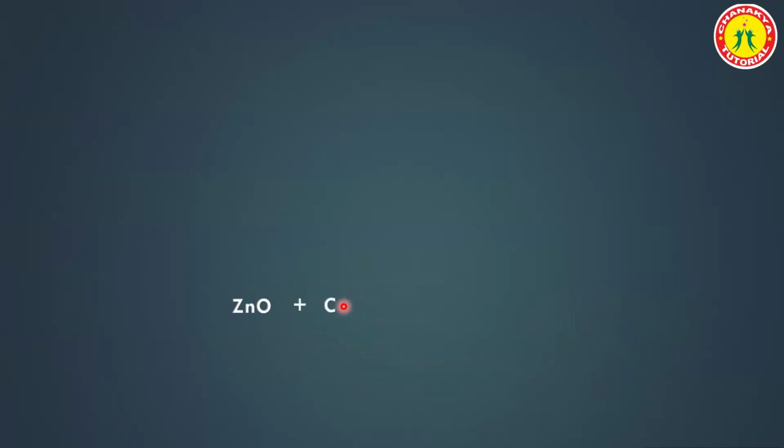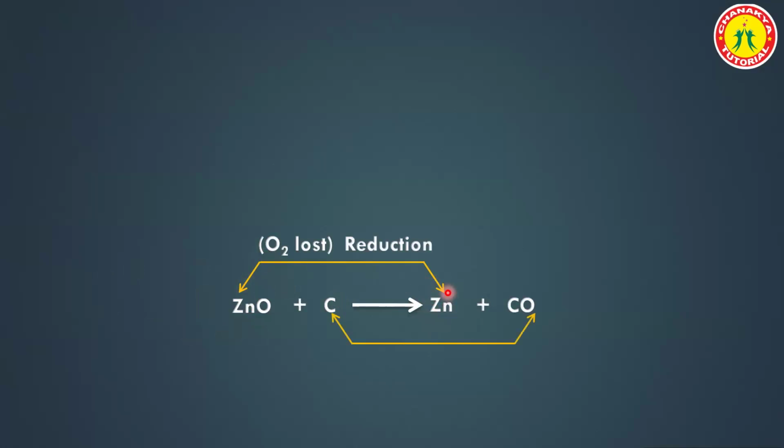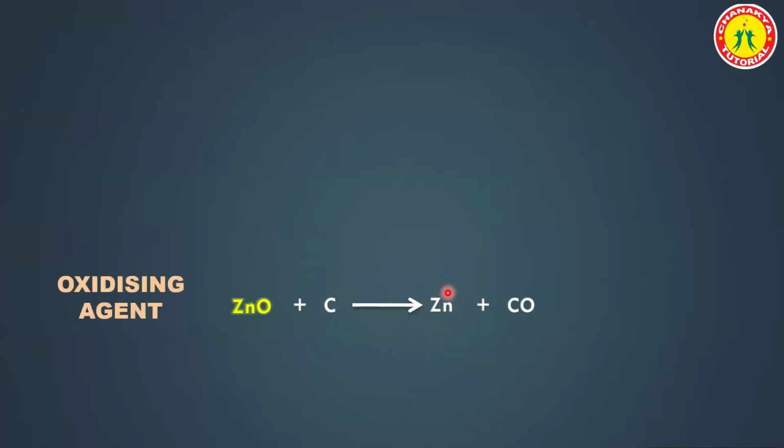Similarly, if we go for zinc oxide plus carbon changing into zinc plus carbon monoxide, here we see that oxygen is lost from ZnO to Zn. It will be a reduction reaction because there is losing of oxygen. From carbon to carbon monoxide, there is addition of oxygen. That's why it is an example of oxidation reaction. Zinc oxide is the oxidizing agent because it is the one which gives oxygen for oxidation, while carbon is the one which took away the oxygen. That's why it is reducing agent.